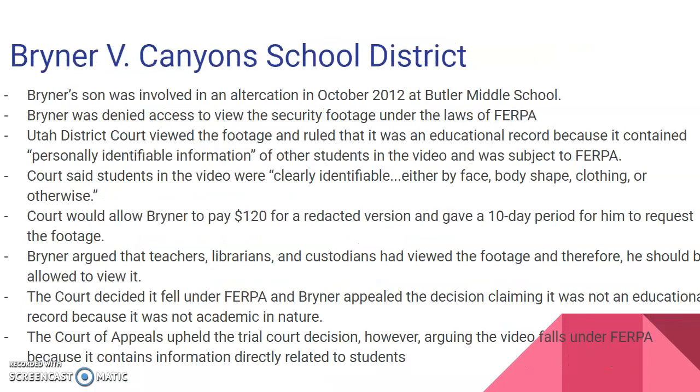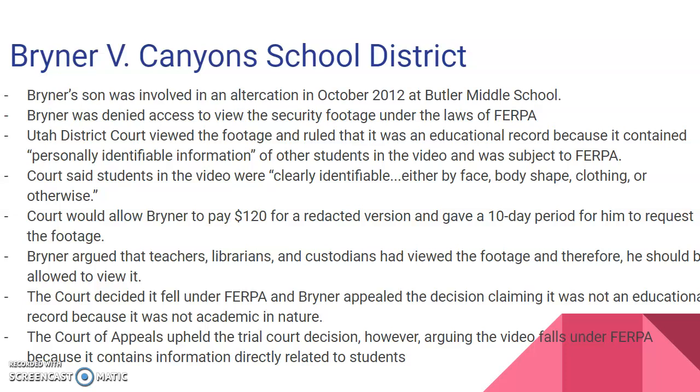Bryner versus Canyon School District. Bryner's son was involved in an altercation in October 2012 at Butler Middle School, and when Bryner asked to view the security footage, he was denied access under the laws of FERPA. The Utah District Court viewed the footage and ruled that it was an educational record because it contained personally identifiable information of other students in the video and was subject to FERPA.